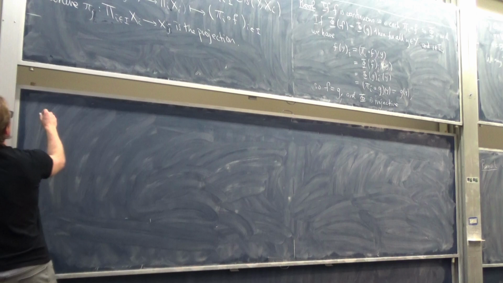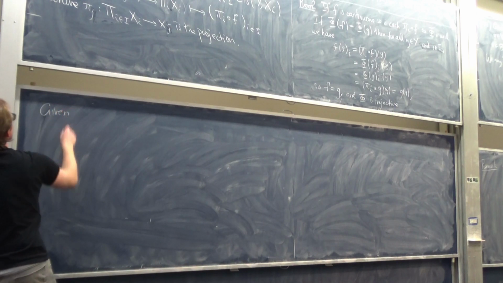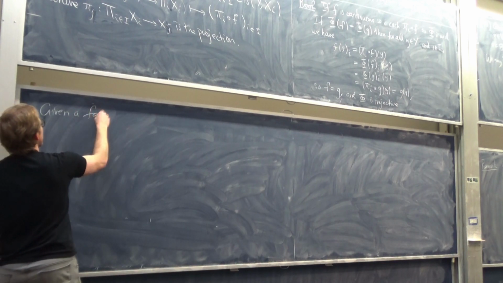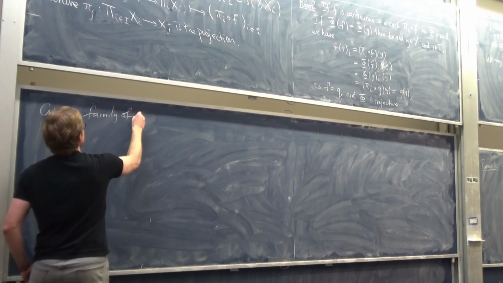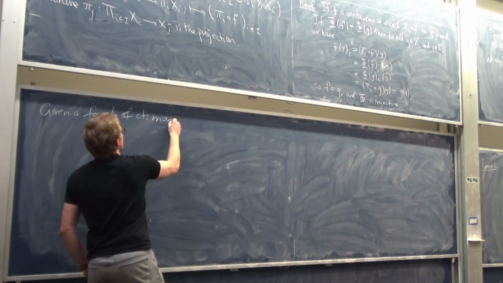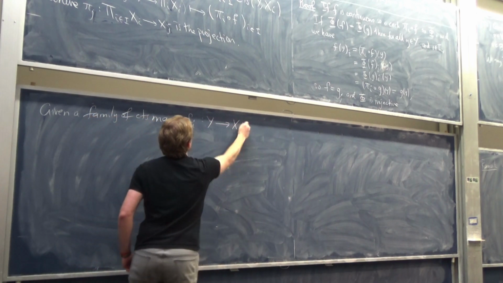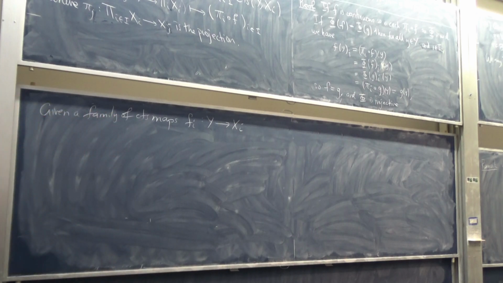Okay, so to prove it's surjective, we need to suppose we're given something on the right-hand side. So that is, given a family of continuous maps, let's call them fi, we need to construct a continuous map from Y to the Cartesian product with those components. Well, what the map has to be if it is continuous is clear. The question is whether it's continuous or not.